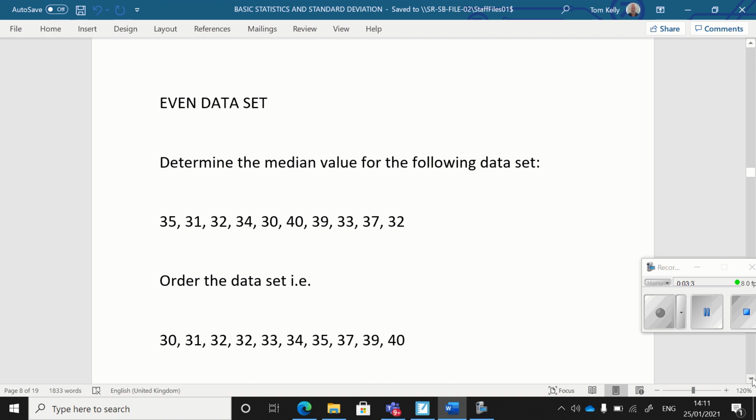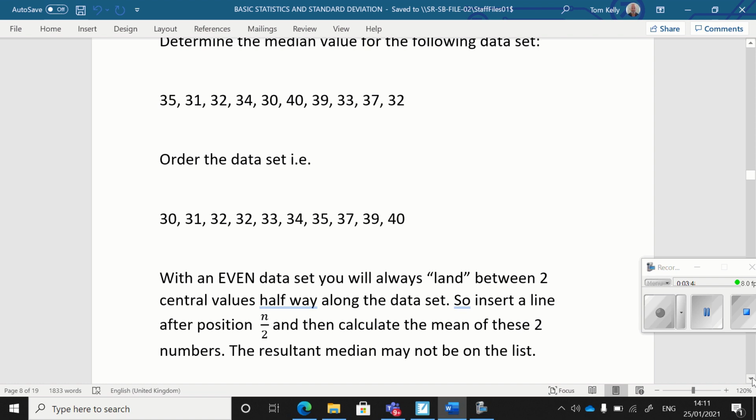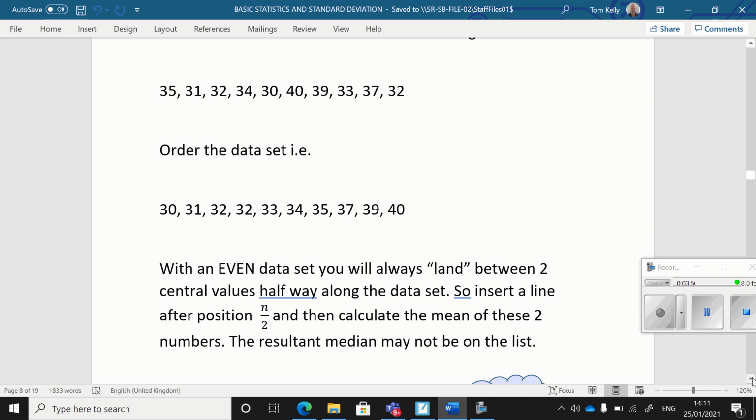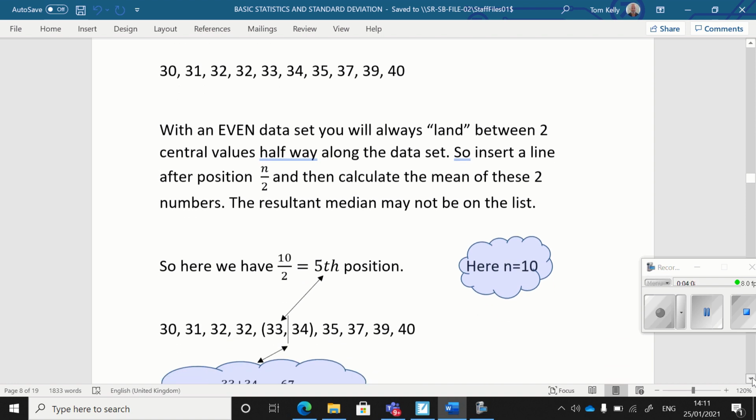How many have we got? Looks like I've got 10 numbers there. So that means I'm going to have 5 either side. And what they're saying here is put in a line or some kind of mark, and it's after, to the right of position n over 2. So that's 10 over 2 for us. So it's just to the right of the 5th number, between the 5th and 6th position here. Right, so that's what I've got there.